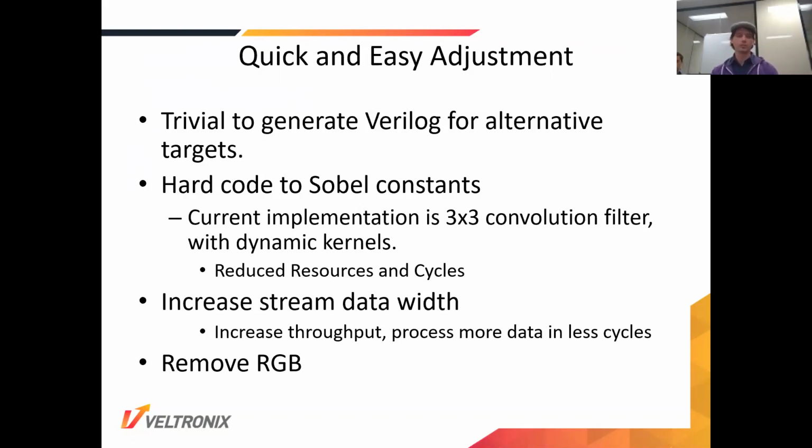Also, with quick and easy changes to the properties of the streaming blocks, which I showed at the beginning of the code, we can change the data width and change the way that the data flows through the accelerator, which could increase the processing and allow more data to be accepted in fewer cycles. Also, we could easily remove and tweak the extraction of pixels or make it just process grayscale pixels.